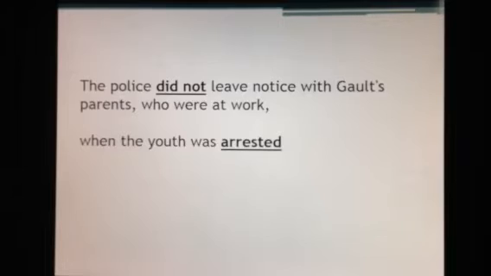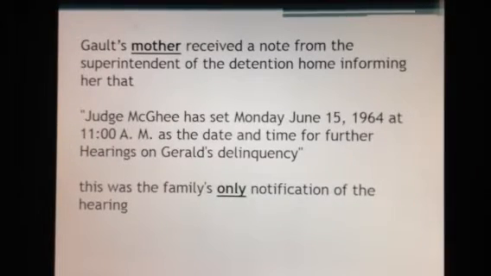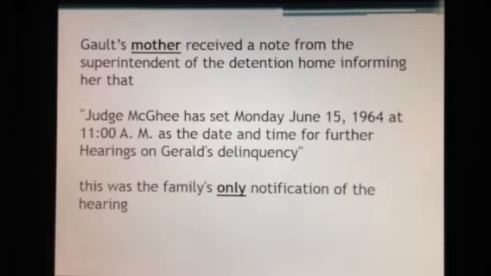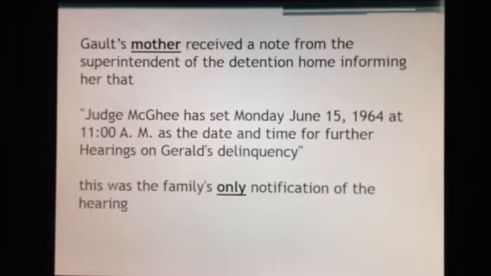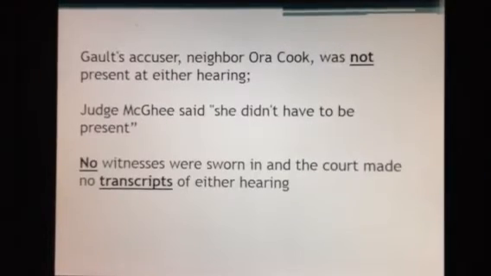The police did not leave notice with Gault's parents, who were at work, that Gault was arrested. He remained in custody for several days until being released to a detention home without explanation. Gault's mother received a note from the superintendent of the detention home informing her that, quote, Judge McGee has set Monday, June 15, 1964 at 11 a.m. as the date and time for further hearings on Gault's delinquency. This was the family's only notification of the hearing.